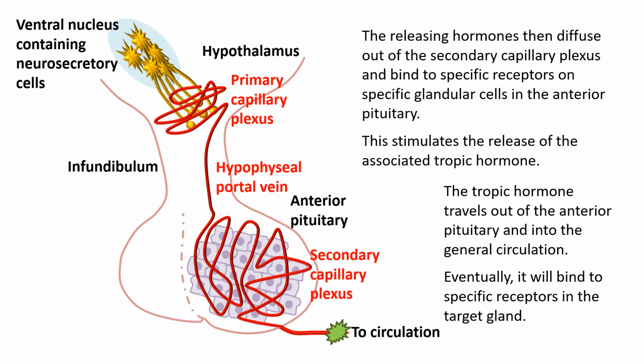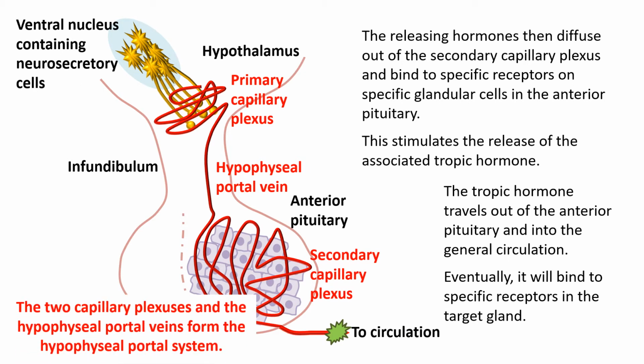Eventually, when it finds its specific receptors, it will bind to them wherever that is, so generally in the target gland. This internal circulation, the primary capillary plexus, the hypophyseal portal veins, the secondary capillary plexus, form something called the hypophyseal portal system. And this is the pathway of the releasing hormones in order for them to get to the anterior pituitary to enable the release of tropic hormones.